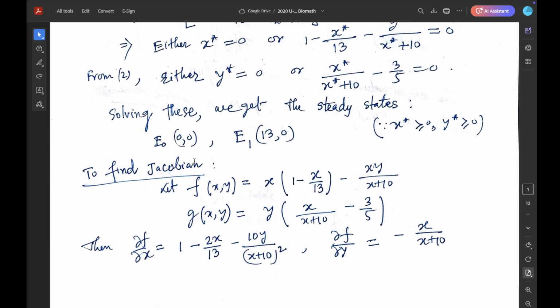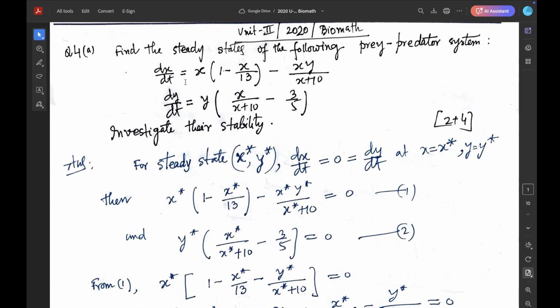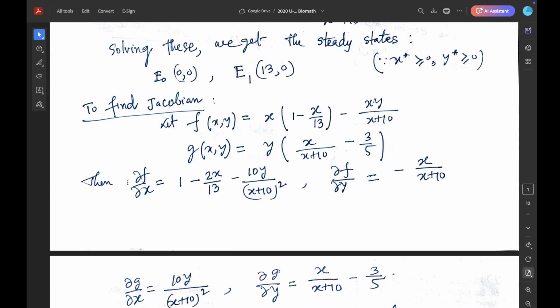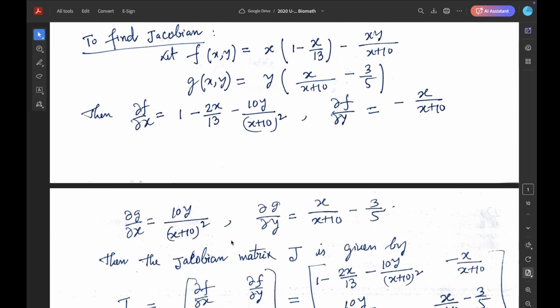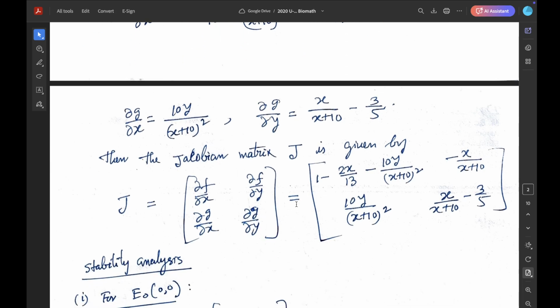Now to find the Jacobian matrix, let f(x, y) be this function and g(x, y) be this function, the right hand side of the second equation. Find the partial derivatives of the functions f and g: del x of f, del y of f, del x of g, del y of g. Then the Jacobian matrix J is given by this 2 by 2 matrix.